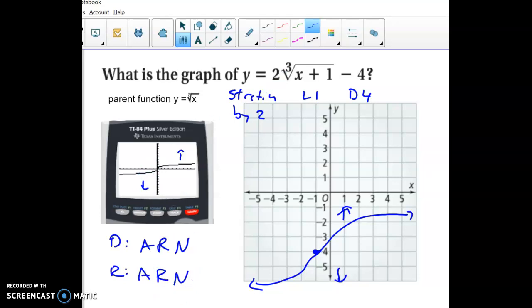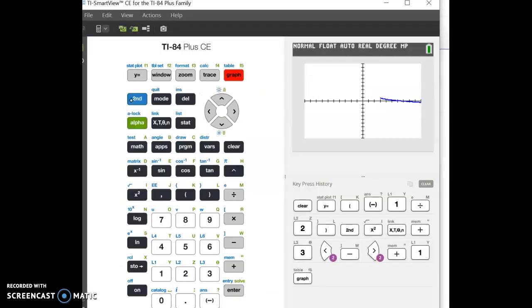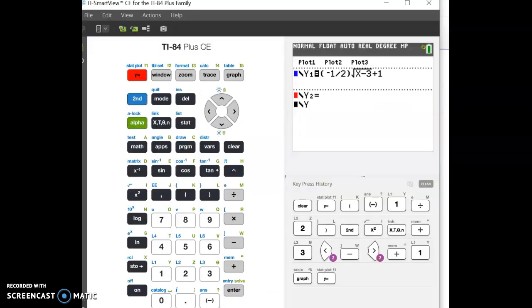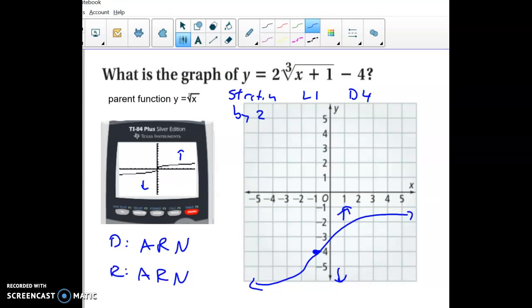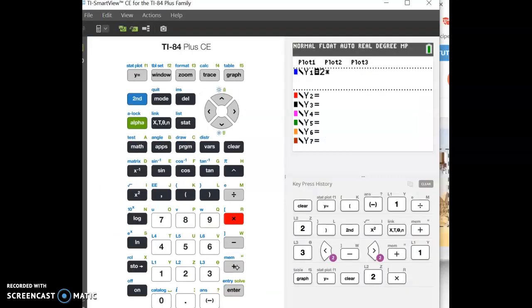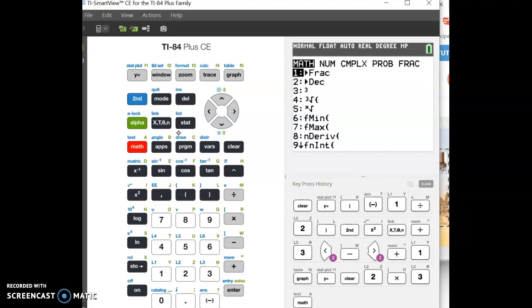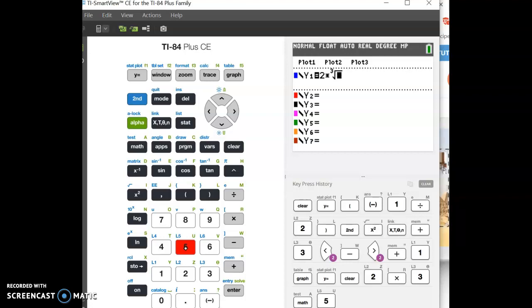Again, on the calculator, if you want to see what this one looks like, when I enter it in Y equals, I have to do that times 2 first. So I'm going to do 2 times, and then I've got to get that third root. So I'm actually going to hit 3 next and go MATH, x root, which is number 5. So I got the little third root, and then I get x plus 1.